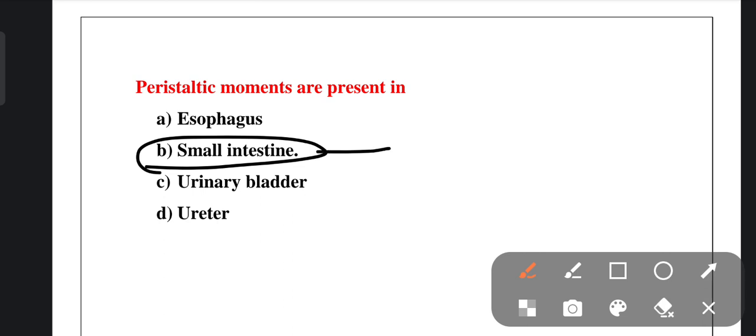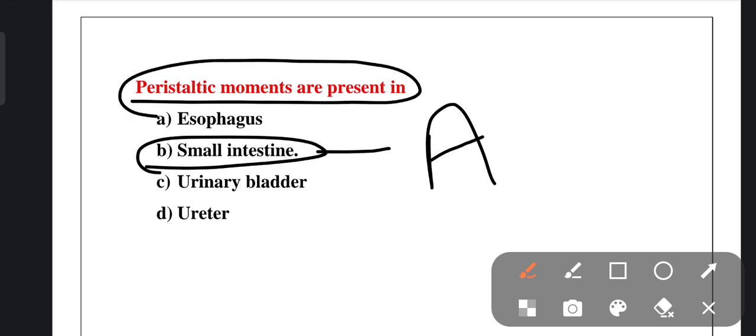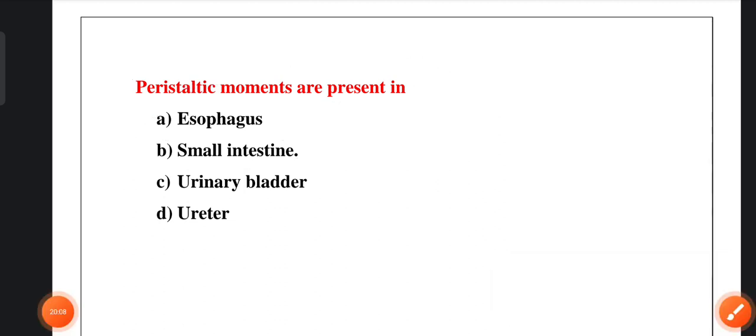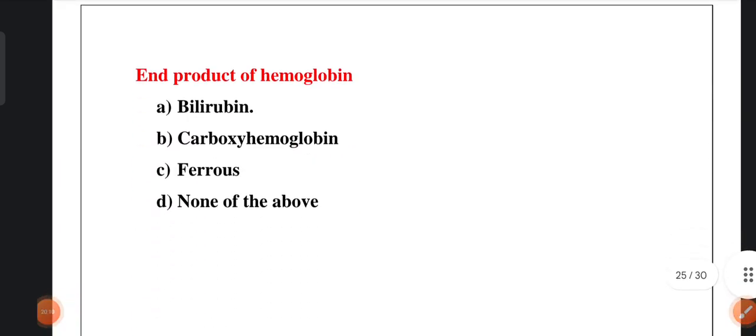When you auscultate the abdomen, you will hear some sounds. Those are made by the movements of the small intestine. That is called peristaltic movements. It is commonly present in the small intestine and the large intestine. Why? Because by the peristaltic movements only, the food particles present in the intestine move forward toward the anus to defecate the waste product.